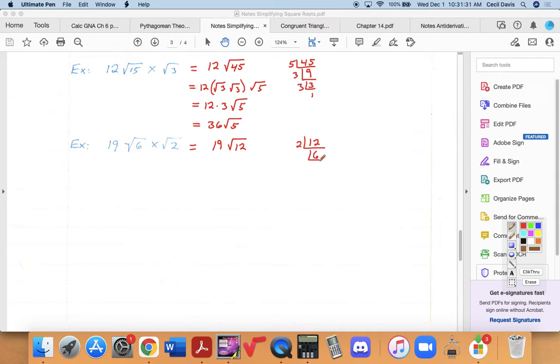Goes in 6 times. I'll keep dividing by 2 if I can, and I can, so I will. 2 goes into 6 3 times. 3 goes into 3 once. So I've got 19 times the square root of 2 times the square root of 2. I'll group those. Times the square root of 3. It's 19 times 2 square roots of 3. 19 times 2 is 38, so this is 38 square roots of 3.